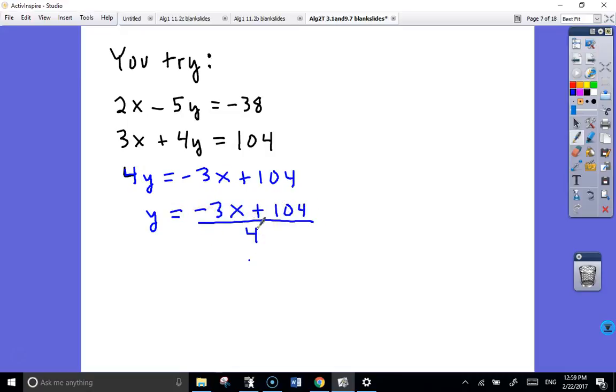You don't need to simplify that. You could put that in the calculator just like that. There's no reason to simplify it. Again, you don't really have to use the fraction format. You could just do it like this, right? Y equals parentheses negative 3x plus 104 divided by 4. That's fine for our purposes. So now you need to do the same thing for that equation and then put them in the calculator and see what you get.